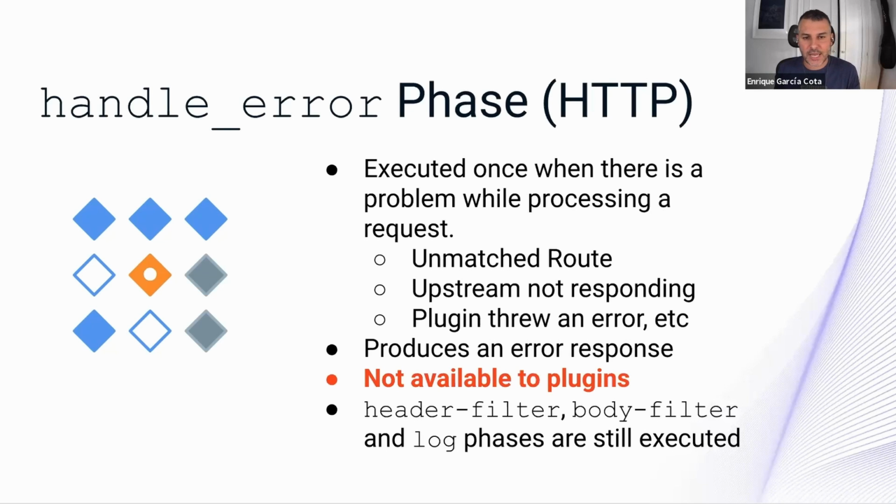Last pseudo phase in this case is the handle error phase. Anytime something bad, unexpected happens, like what you see there, an unmatched route or the upstream not responding, basically this gets run, and then the header filter, body filter, and log phases happen, but with a default, not user configurable response. And it's not available for plugins, partially because a plugin can throw an error.